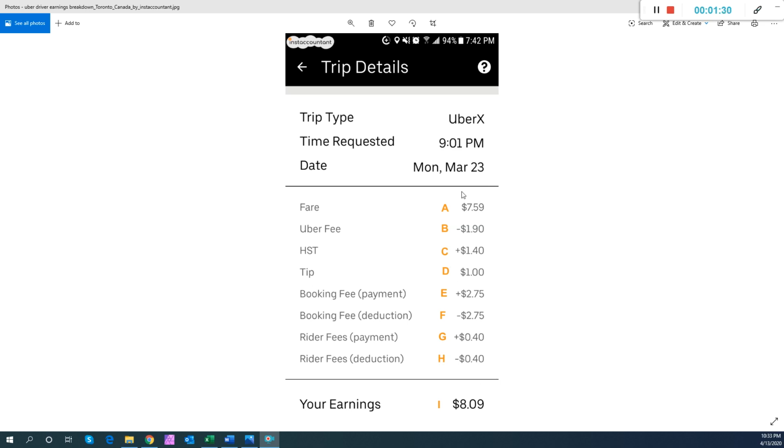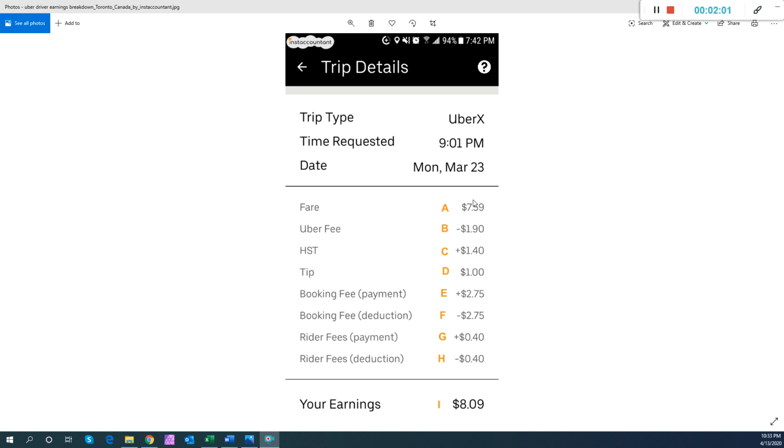There could be some additions, let's say tolls. If the driver used the 407 ETR, the toll amount would be present here, and that would be added to the earnings as well. Let's say this driver did a good job. I think he got a tip of $1, but not every driver gets a tip. I've heard that riders are not very generous in that sense. Anyway, let's get to business.